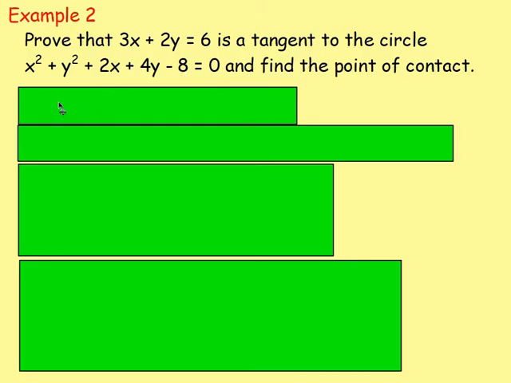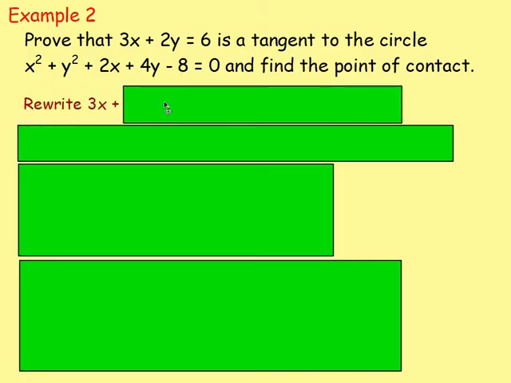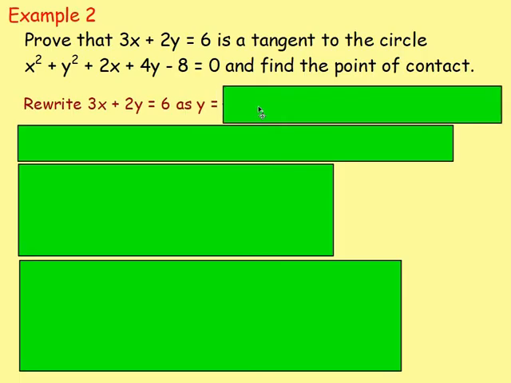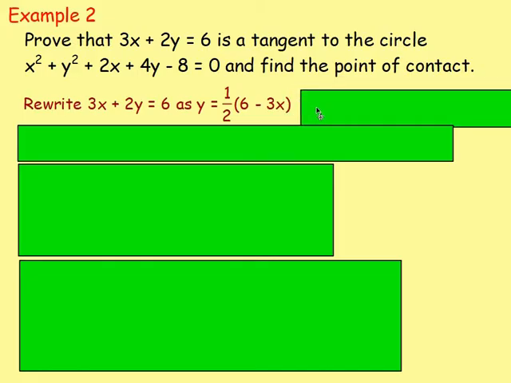So let's take the 3x plus 2y equals 6 and rearrange it. Let's take it into the form of y equals. So to do that, you would subtract 3x from both sides. So 2y would equal 6 take away 3x, and then you can half every term. So if you half the 2y, you would end up with y, and if you half the 6 take away 3x, well, I've just put in the half at the start. So that is us rearranging the equation of the straight line.